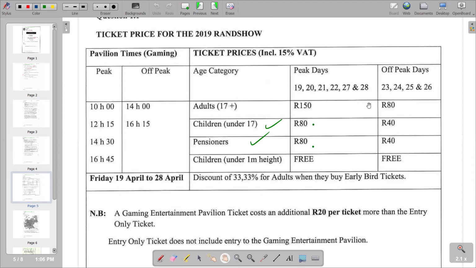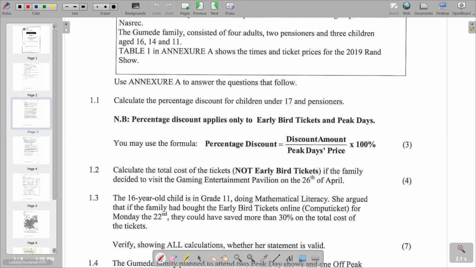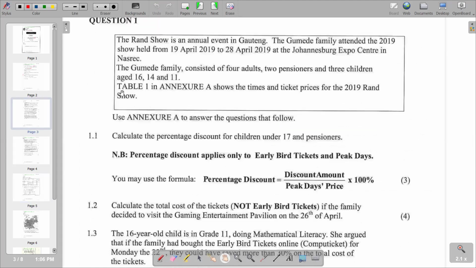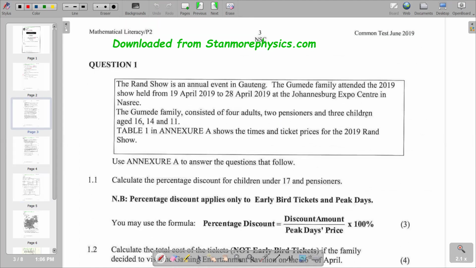The 26th of April, if we check according to the information that we have, applies to the off-peak days in this column. So these are the prices that we are going to use. Remember, we refer back again to the question. Let's see what the composition of the family is. We have four adults, two pensioners, and three children.